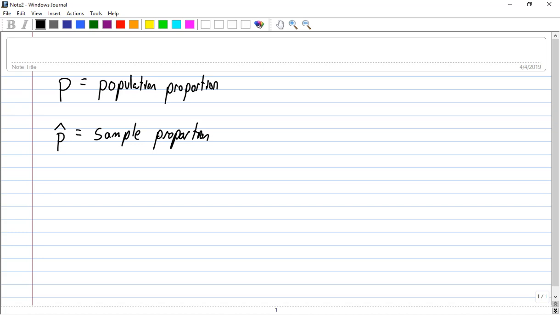And since P hat comes from a sample, if you ever have to figure out P hat and it's not given, a lot of times it's just given to you as a percentage. But if it isn't given, then P hat is just going to be part over total of your sample. So the number of observations that you want in your sample over the total number in your sample. Then you could change it to a decimal or a percentage or whatever you wanted.